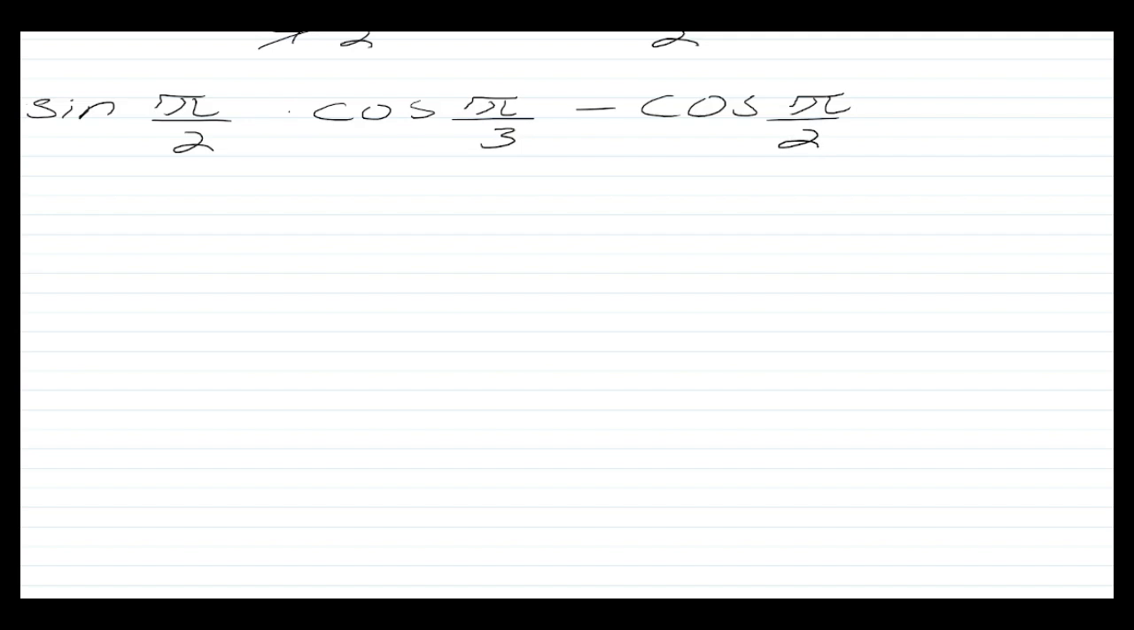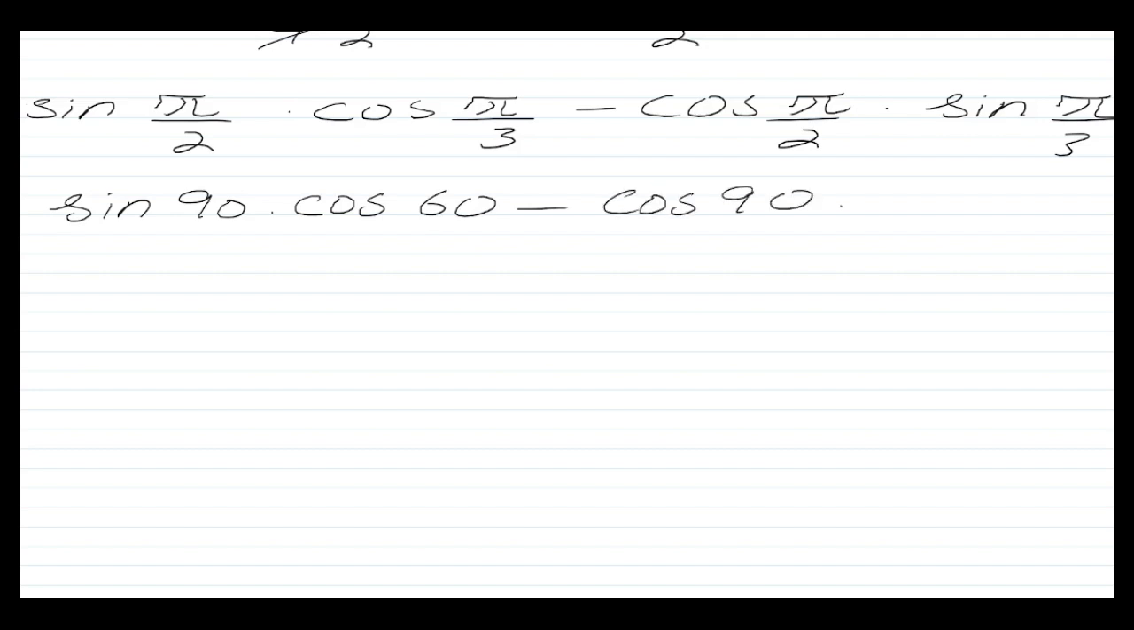So the expression which we have is sine pi by 2 dot cos pi over 3 minus cos pi over 2 multiplied with sine pi by 3. So what is 180 divided by 2? We know that that is 90. So we can say that the sine of 90 is being multiplied with the cos of 60, subtracted from the cos of 90 multiplied with the sine of 60.